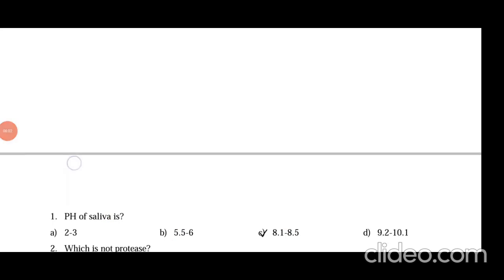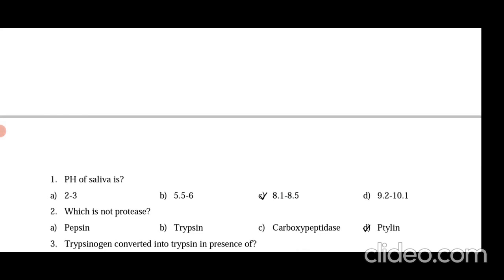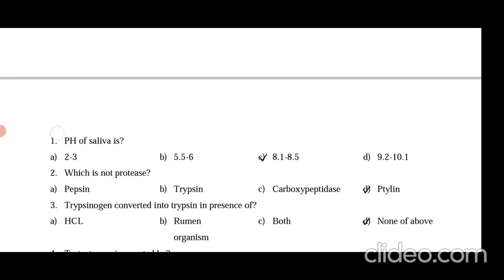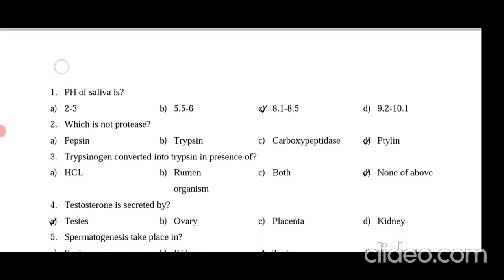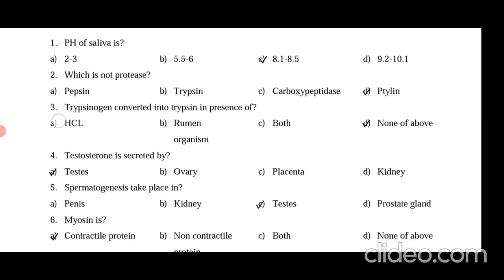pH of saliva is 8.1 to 8.5, slightly basic. Which is not a protease? Ptyalin is not a protease. Trypsinogen is converted into trypsin in the presence of none of the above. Testosterone is secreted by testes. Spermatogenesis takes place in testes.